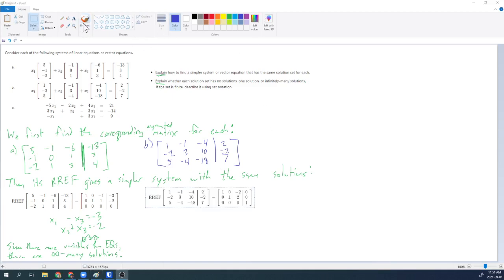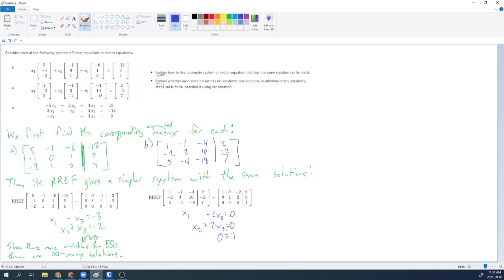So now I'm going to write the simpler system. So what do we have here? We have x1 minus 2x3 is 0. I've got x2 plus 2x3 is equal to 0. But most importantly, I've got 0 is equal to 1.